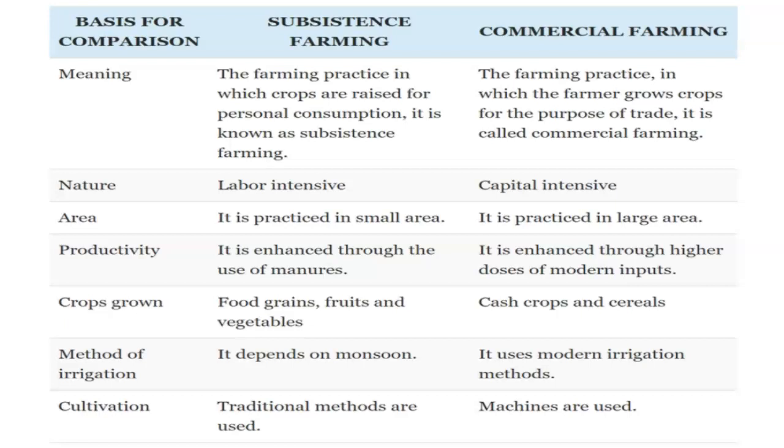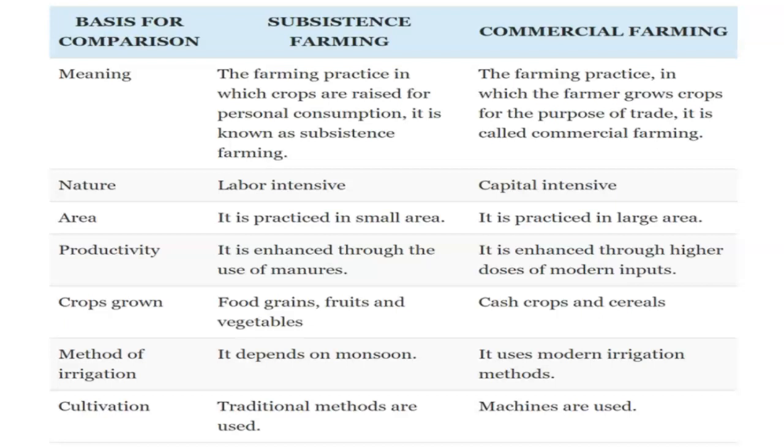For productivity, with subsistence farming, it's going to be enhanced through the use of manures, whereas with commercial farming, it's enhanced through higher doses of modern inputs, new innovations with science and technology. And then looking at how crops are grown for subsistence farming, food grains, fruits and vegetables, commercial farming, cash crops and cereals. For the method of irrigation, it may be very dependent for subsistence farming on natural rains or monsoon rains.